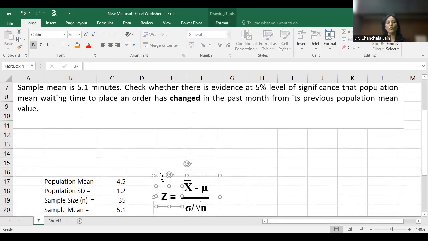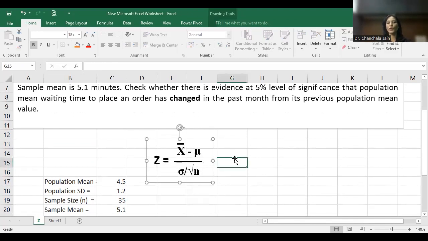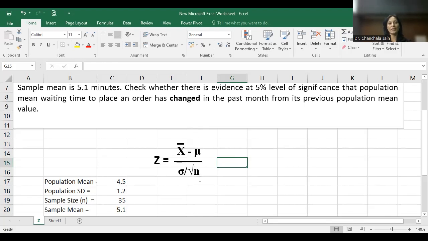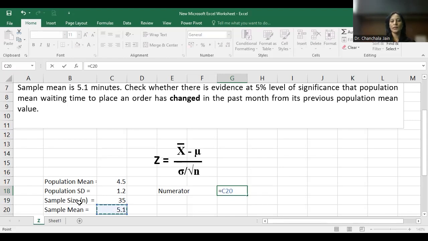Now friends, if we want to perform Z-test using Excel, we need to use this particular formula. The formula of Z-test is Z equals X bar minus mu divided by sigma divided by root N. Here all the things are listed. We need to first find the value of Z. I will divide this formula into two parts. Firstly, I will calculate the numerator and then I'll find the denominator. The numerator of the formula says X bar minus mu, where X bar is the sample mean and mu is the population mean. So I write an equal sign, select the sample mean, put a minus sign, select the population mean and press enter.